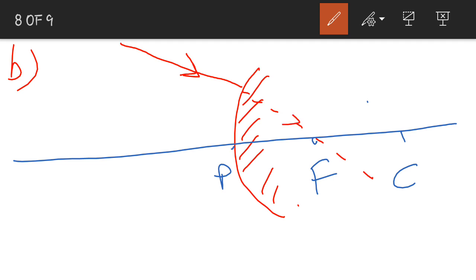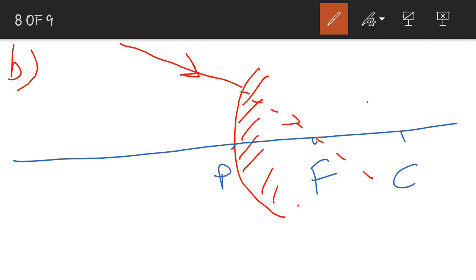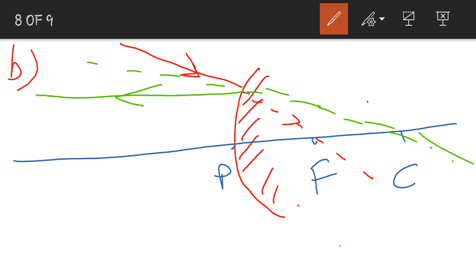So if the light ray is incident on the focus, what will happen to this line? This line will be parallel to the principal axis, passing through focus and parallel to the principal axis. Clear? So this is our incident ray and this is our reflected ray. The same you can draw here, making the center of curvature. So the angle of incidence is equal to the angle of reflection.